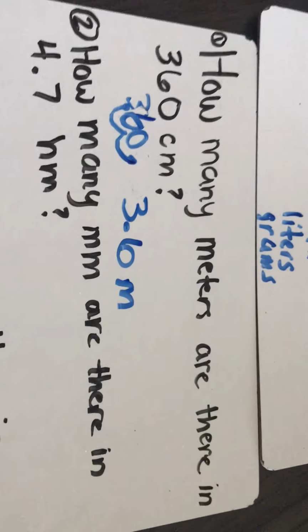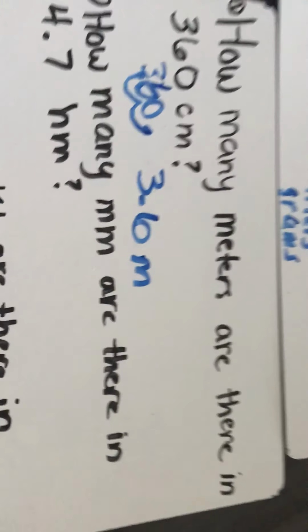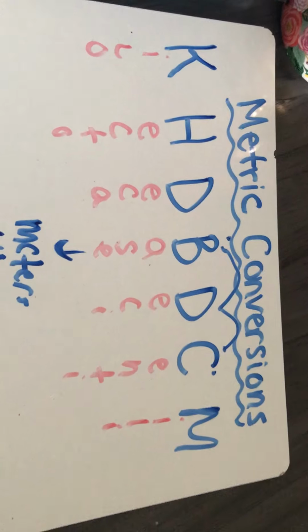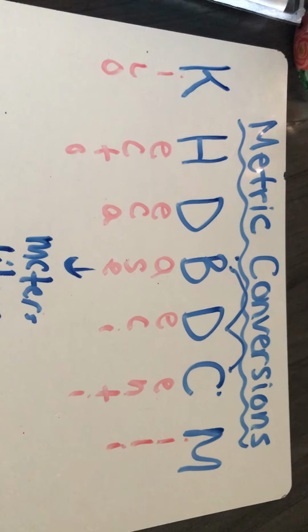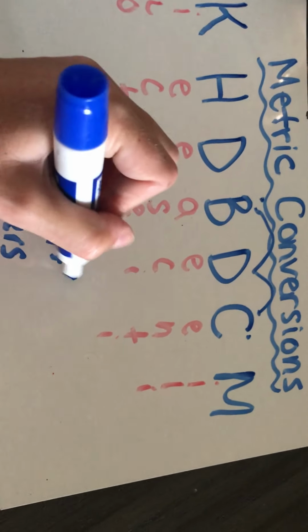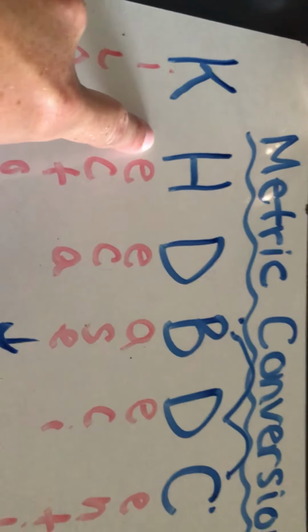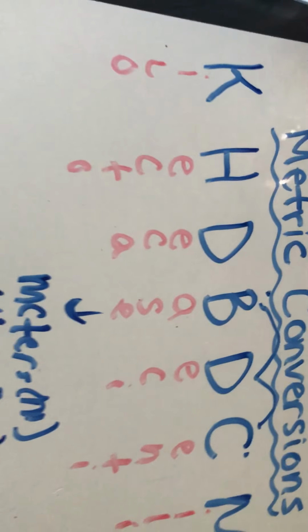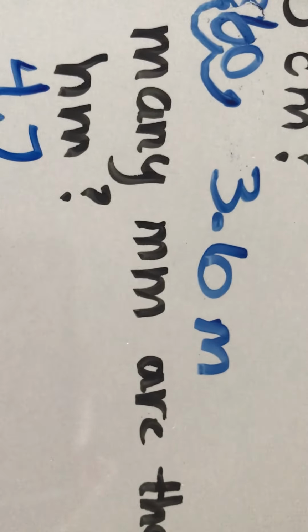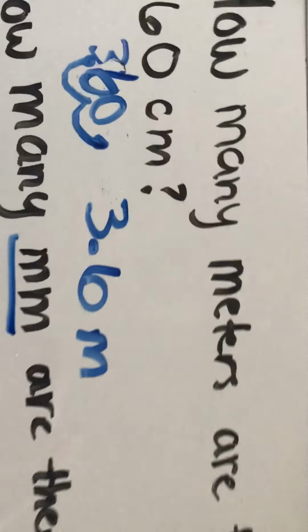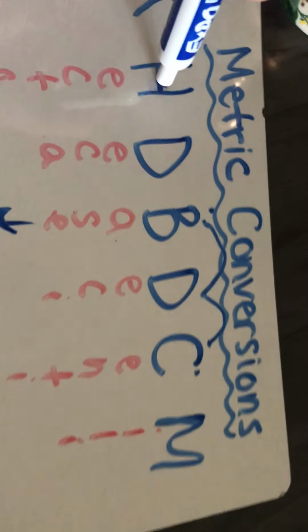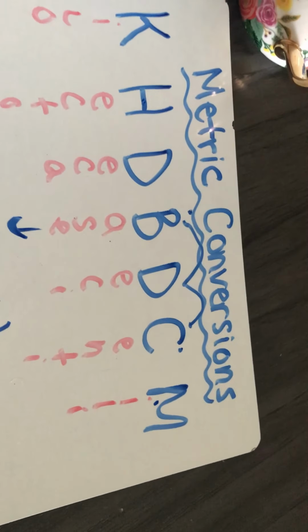Okay, number 2. How many millimeters are there in 4.7 HM? So if we take a look up here, HM is a little confusing, but we remember we have H and we have M. The abbreviation for meters is M, the abbreviation for liters is L, and the abbreviation for grams is G. So that means if we have HM, we need to go H, hectometers. So we're going from 4.7 hectometers, and we need to know how many millimeters that is. We will be starting here, and we need to end up way down here. So we're moving to the right.